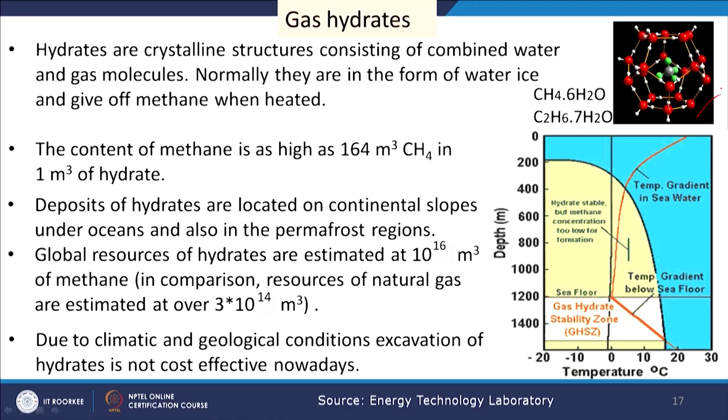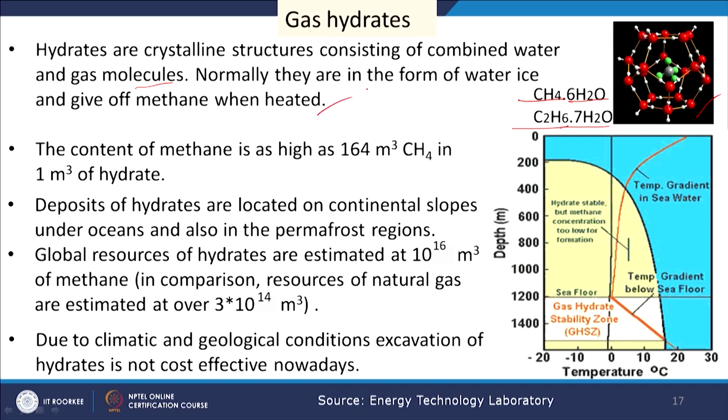Then gas hydrates are another type of gaseous fuel, available in hydrate form, and this is the structure of gas hydrates. It is a crystalline structure, and methane or higher hydrocarbons associated with water molecules are present in hydrate form as a solid, and if we can break this, then we can get methane. So, hydrates are a crystalline structure consisting of combined water and gas molecules. Normally they are in the form of water ice and give off methane when heated.